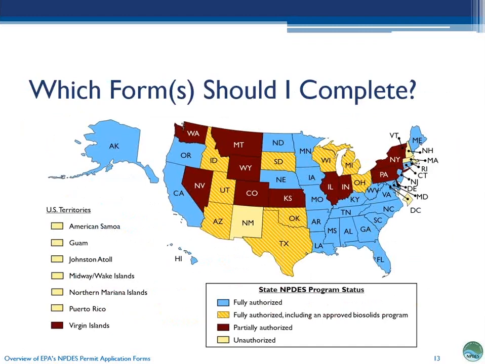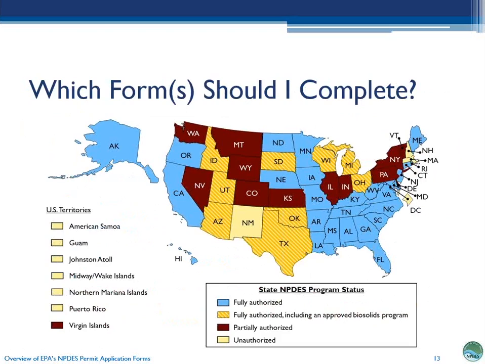So how do you know if a state or EPA region is your permitting authority? This map shows the states that currently have NPDES program status. As you can see, we currently have 47 states and 1 territory, the U.S. Virgin Islands, that have authorization to implement the NPDES permit program. If you're located in one of these jurisdictions, you should contact the state or territory to determine the appropriate application form or forms to submit.